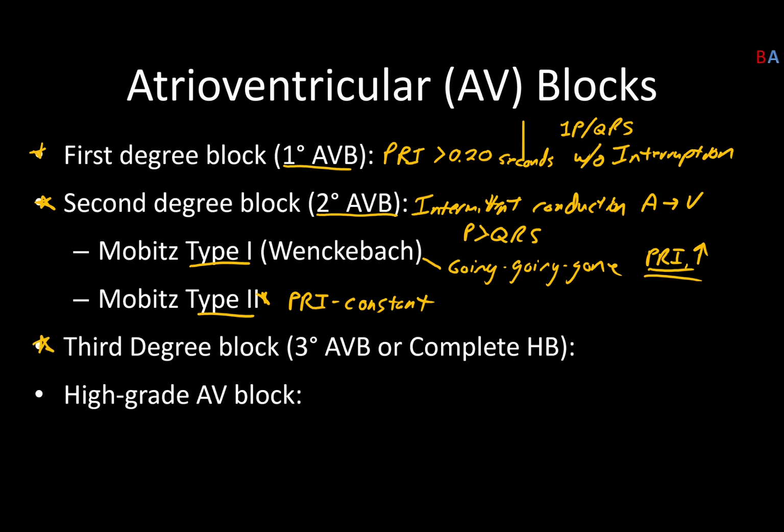Finally, third degree block. In a couple different ways people say this. They can either say third degree AVB or call it complete heart block. Both are acceptable. What happens in this situation is that there is no conduction. Essentially, anything happening in the atria is completely blocked from making its way into the ventricles. And so none of the P's, you may have P waves, but they're not doing anything. They have no value because they're not communicating with the rest of the heart.